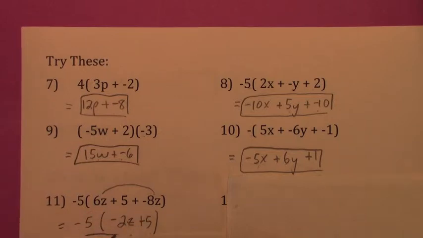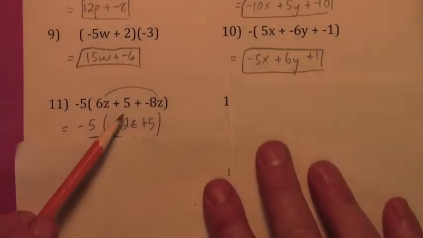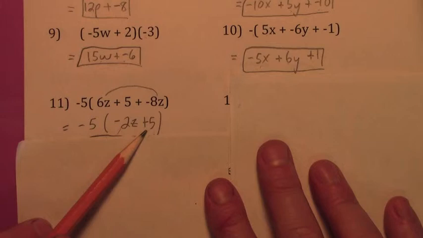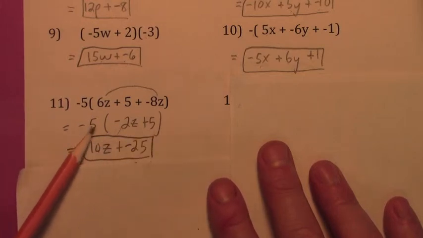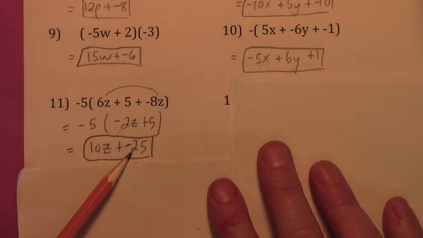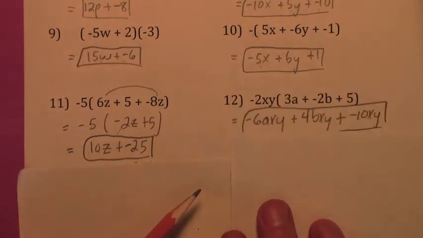6z plus negative 8z is negative 2z. And then you have plus 5. Now I'm going to use the distributive law. Negative 5 times negative 2z is 10z. Negative 5 times 5 is negative 25. You can't combine them. Leave it like that.